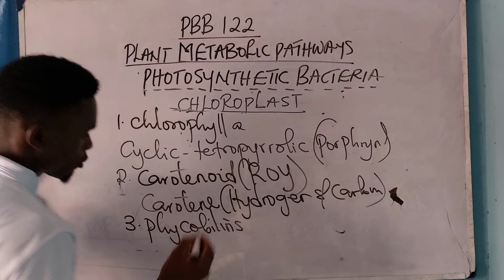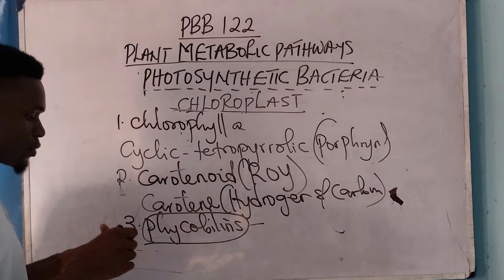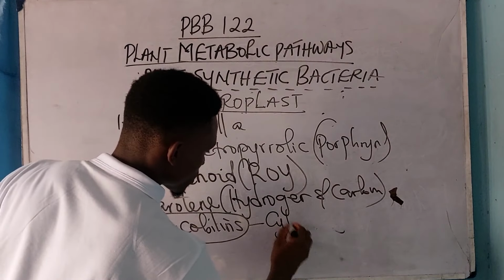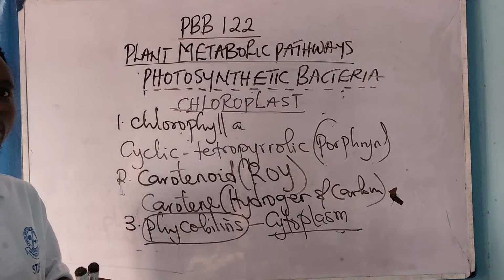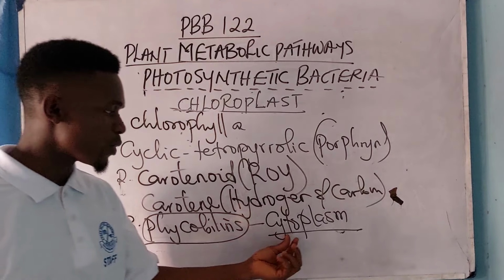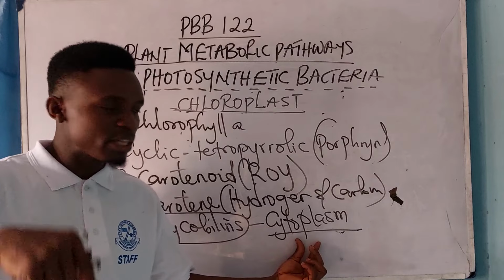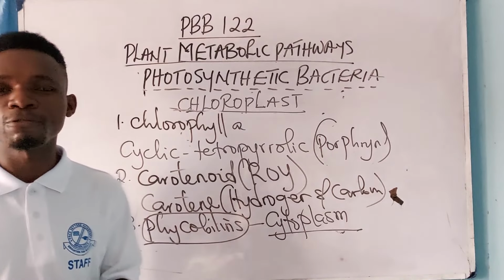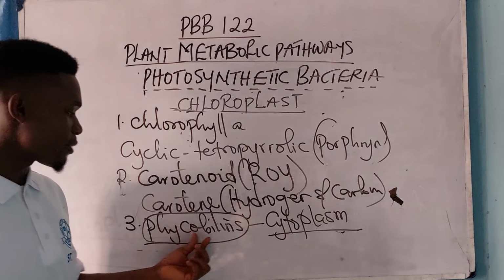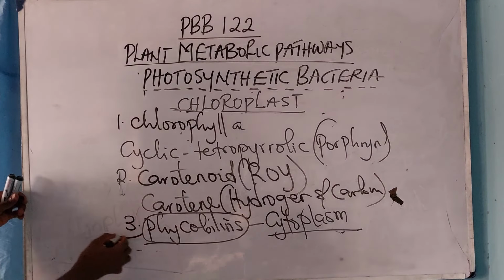Number 3, which I gave us before, is phycobilins. Now, phycobilins occur in the cytoplasm of a photosynthetic plant. The membrane lamella, does it occur in the cytoplasm? It occurs in the membrane lamella, not the cytoplasm. Take note of that. Which of the following occurs in the cytoplasm of a photosynthetic plant? Phycobilins.